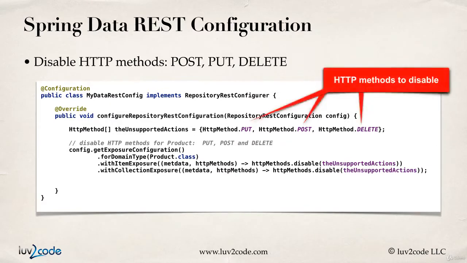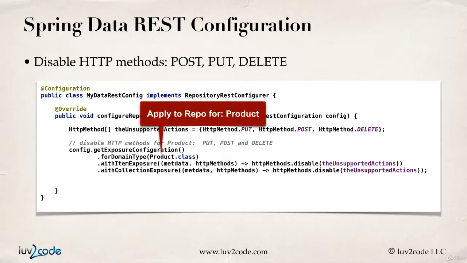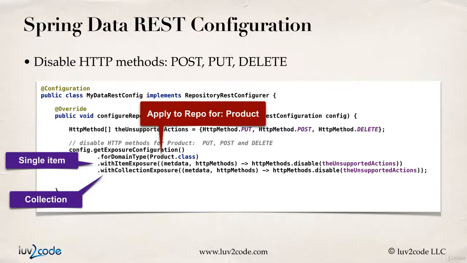We'll simply set up a list of HTTP methods to disable for put, post, delete. And then in the configuration, we'll say that it's for this given domain type, Product.class. So this is for the product repo. And we'll set up the configuration for single item and also collection.